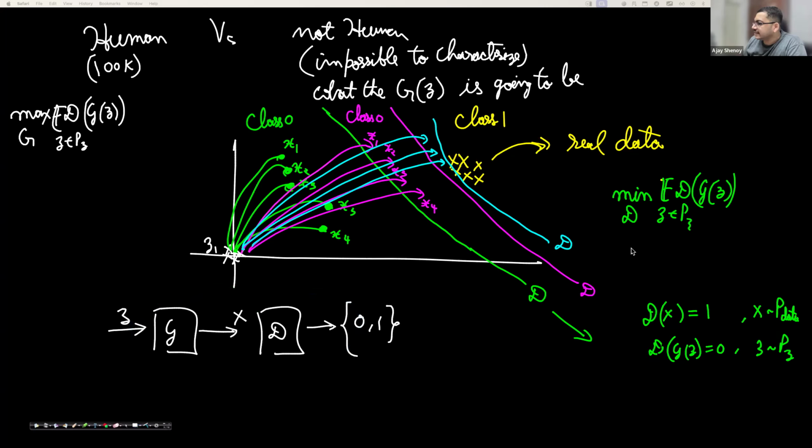On X, my D should maximize the expectation of X drawn from P data of D of X, right? That's just me writing this sentence as an optimization loss objective.